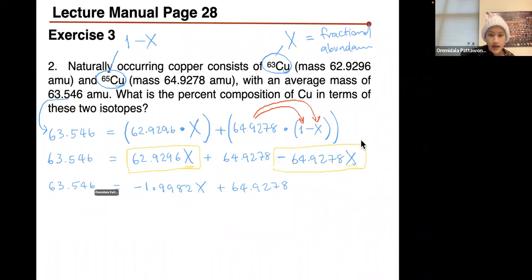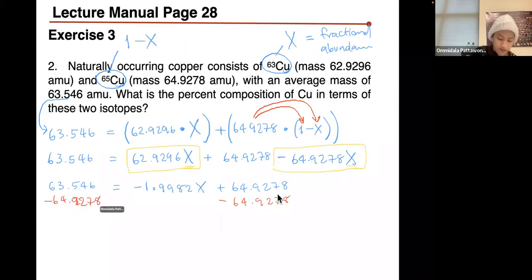The next thing is, this number right here doesn't contain any unknown variable. So I'm going to move this number to the other side, so that the unknown variable is by itself. This is addition, so I'm going to subtract this number on both sides. So minus 64.9278, minus 64.9278. It will come out to be negative 1.3818, equal to negative 1.9982x.